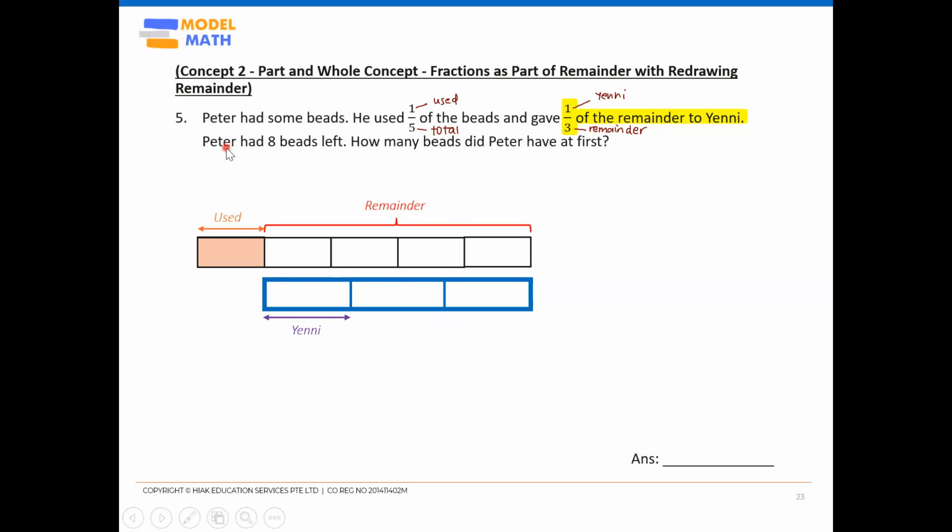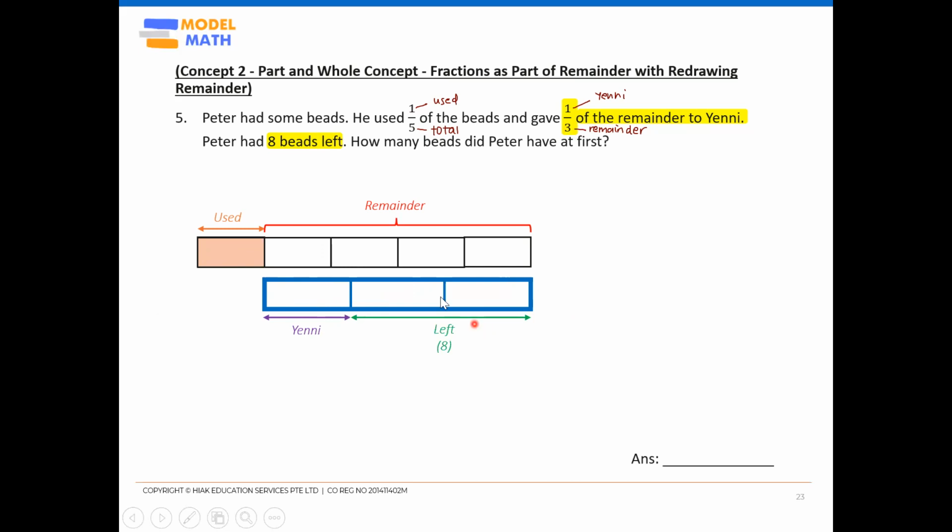If you read on, Peter had 8 beads left. So where's the left? Your left will be the last 2 portions here. If you look throughout the whole stretch, this remainder layer and the top unshaded part are exactly the same thing. Your whole stretch is your total. Out of the total, you already used this, Yenni already took this, and whatever is left is really just this part. So the 8 beads left is these 2 units here.